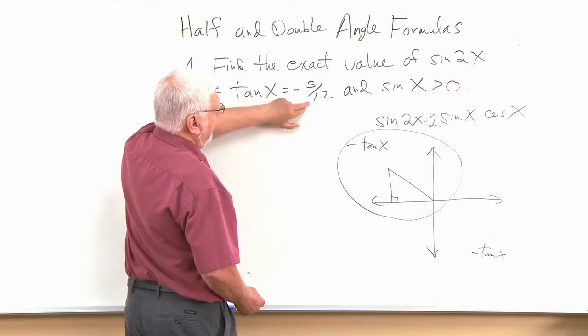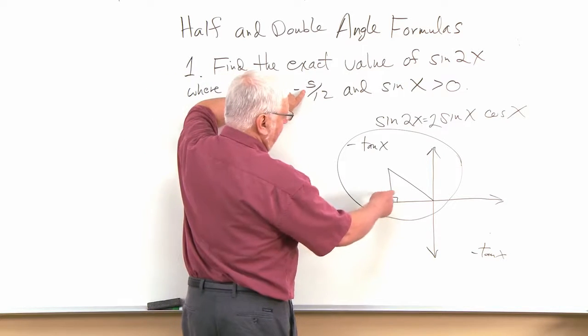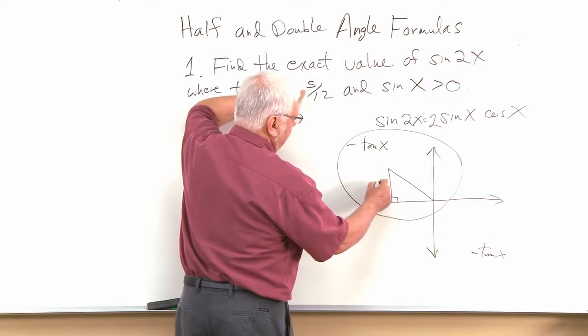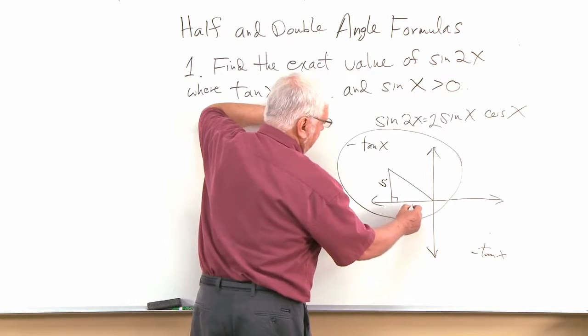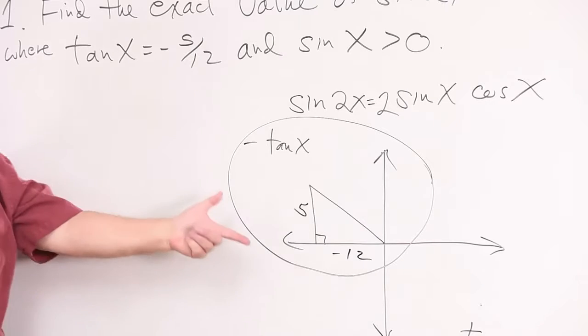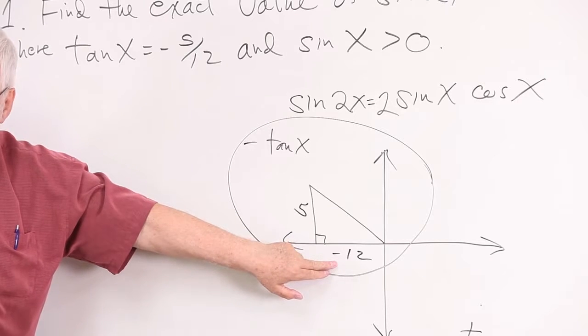Now it's a negative 5/12. It looks like the negative is on the 5, but over here, the opposite would be a positive, so that's got to be a positive 5. So the negative must be down here, negative 12. So we analyze that we're in this quadrant. It's got to look like this.